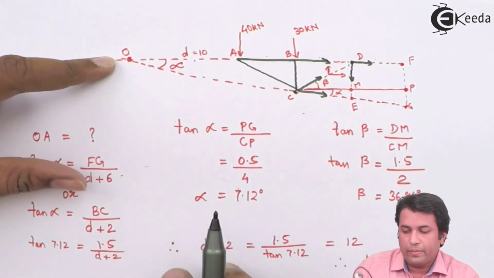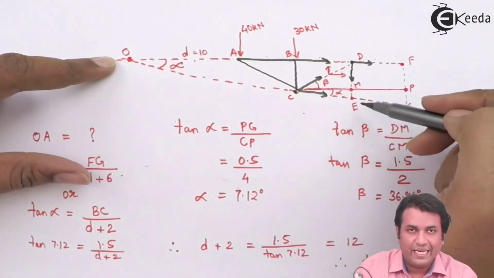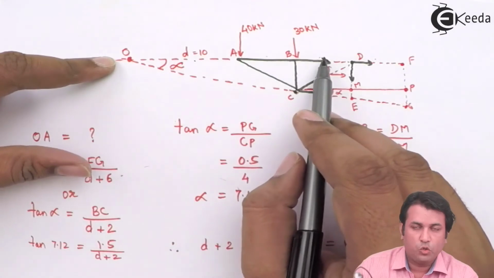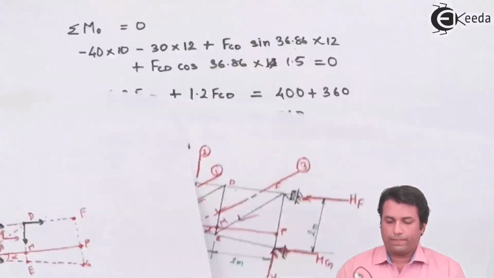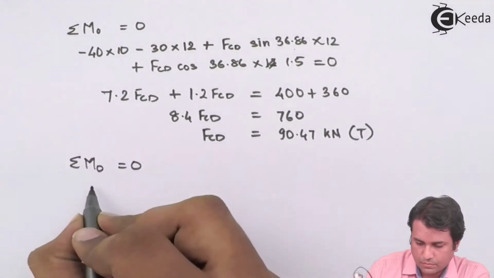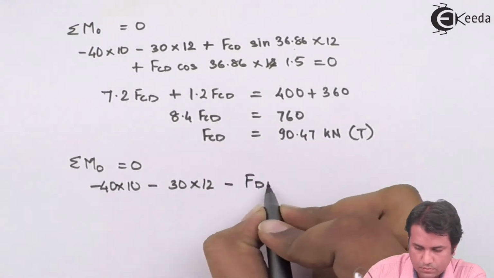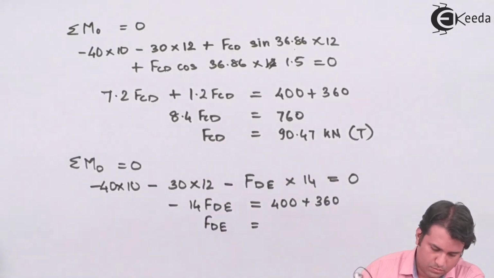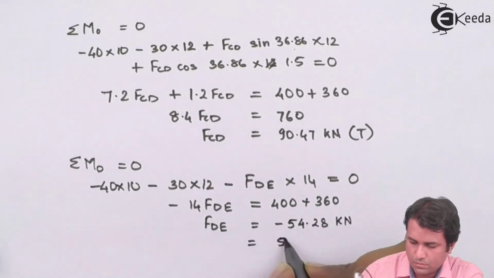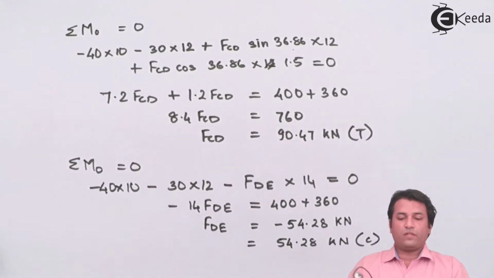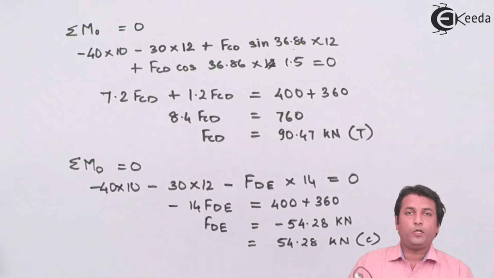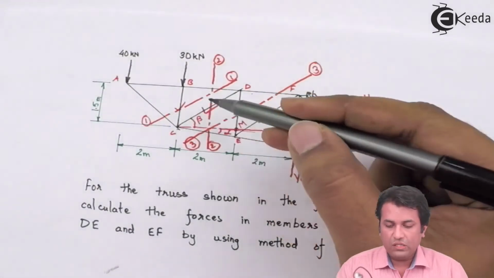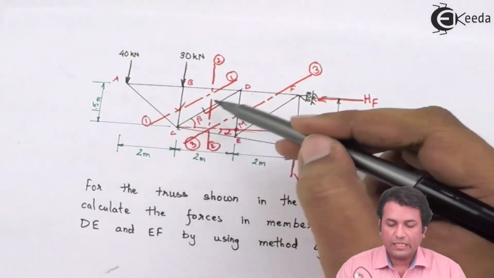So I can directly take the moment for this one single force, that is DE, and since it is vertical I don't have to resolve it. I have the distance for that, 10 meters plus 2 meters plus 2 meters, so that would be 14 meters. So I have got the force in the member DE as 54.28 kilonewtons compressive force. So I'm done with the first, second and the third member. So that is BC, CD and DE.